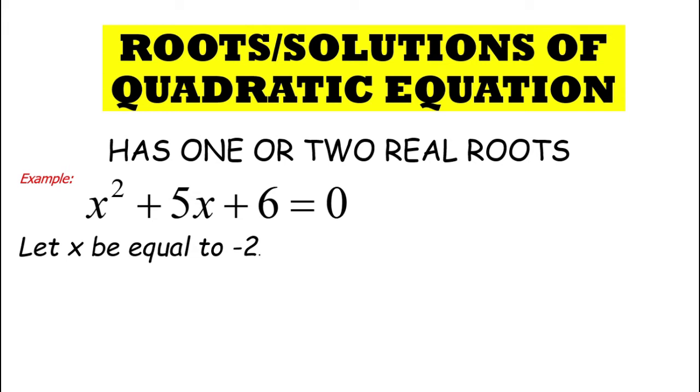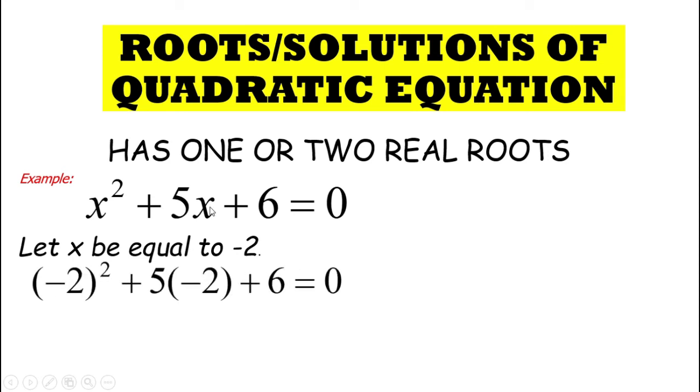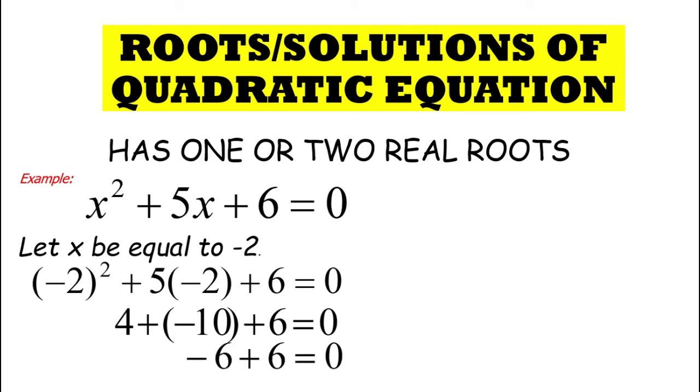We will substitute negative 2 to the x's here. And that is negative 2 squared plus 5 times negative 2 plus 6 equals 0. Simplifying this, it will be 4 plus negative 10 plus 6 equals 0. 4 plus negative 10 is negative 6, and that is negative 6 plus 6 equals 0.